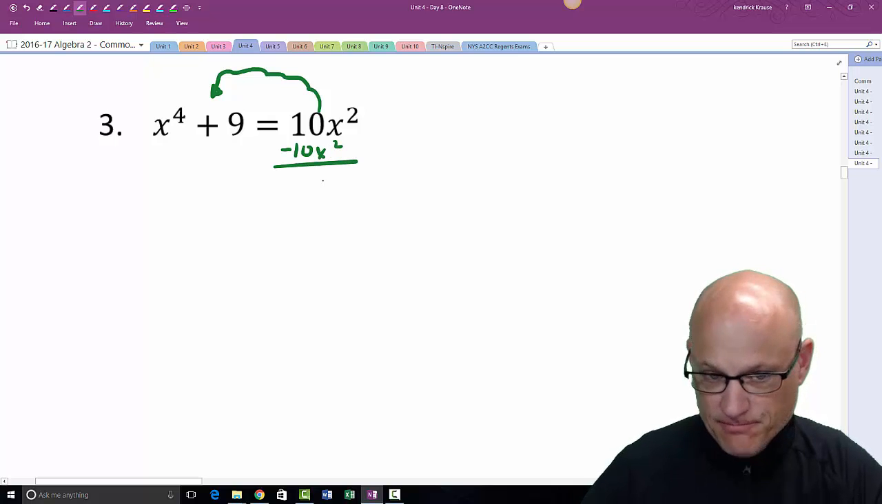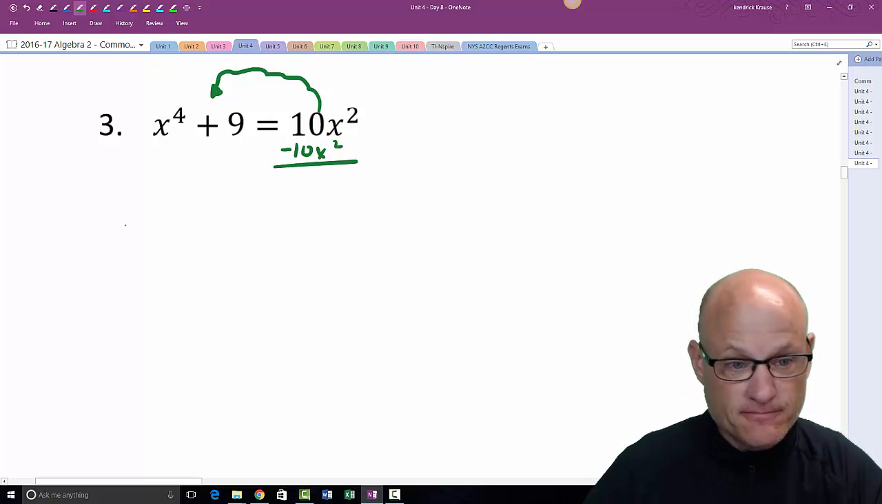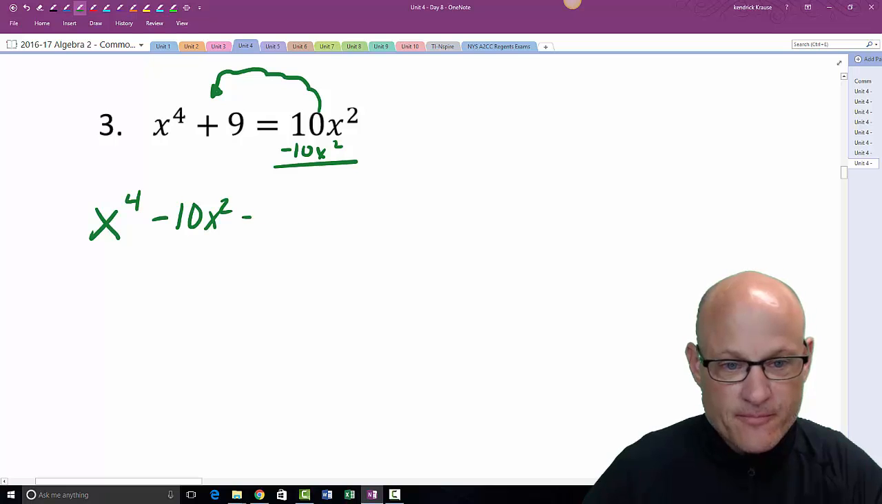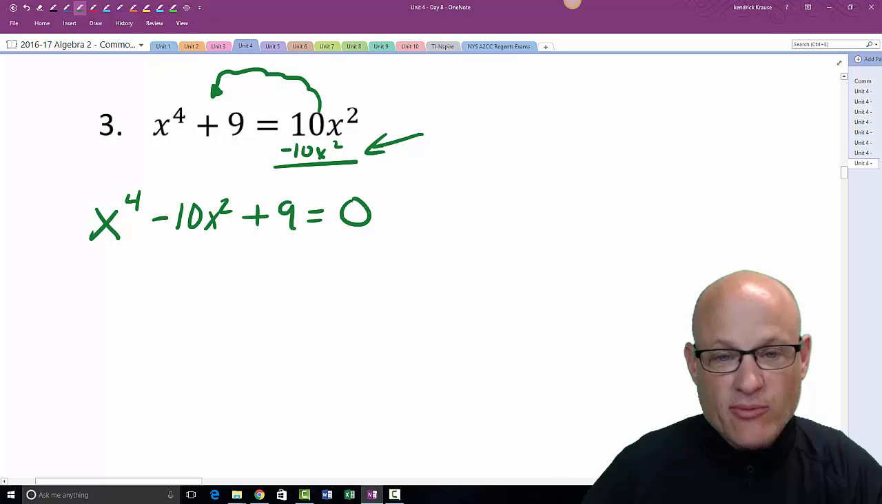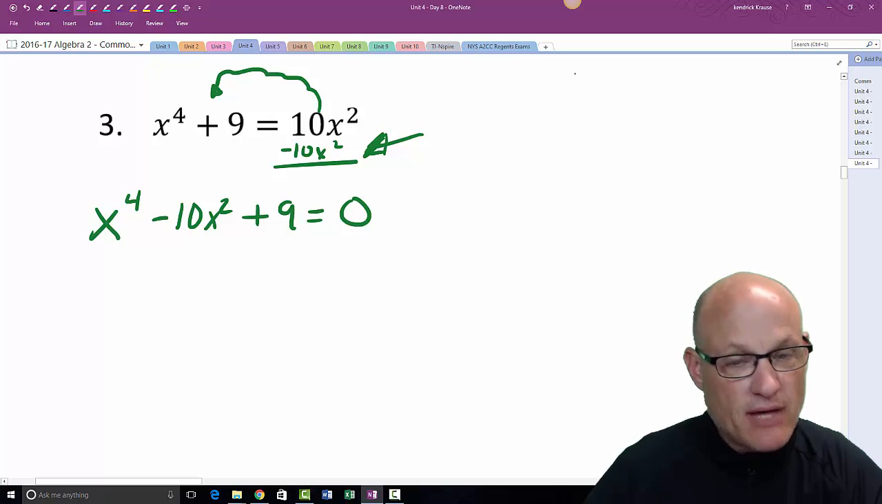Do you need to show this step? For some teachers, yes. For some teachers, no. My class, no. If you're smart and you go, oh, I'm going to bring that over, it gets a sign change, just throw it over there. I mean, you're staying organized by doing this, and you're showing all your steps. But at the trig level, at the Algebra 2 level, I got to change over to Common Core stuff. You should be able to move something from one side to the other, change the sign, and put it in the right place. I would say so.